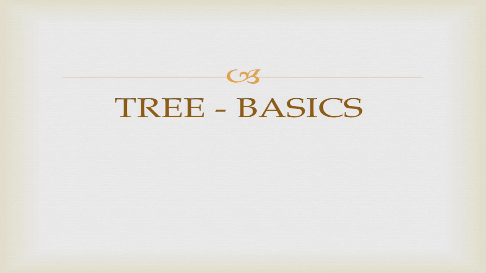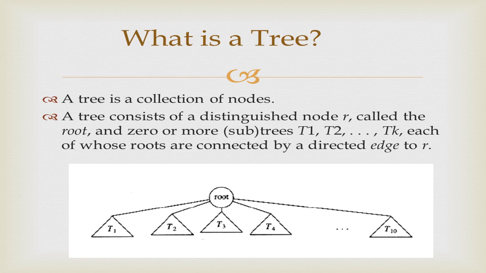Today we are going to discuss the basics of the tree data structure. What is a tree? The simple definition of a tree goes like this. A tree is a collection of nodes. A tree consists of a distinguished node R, which is called the root, and 0 or more subtrees T1, T2, and so on up to Tk, each of whose roots are connected by a directed edge to R.